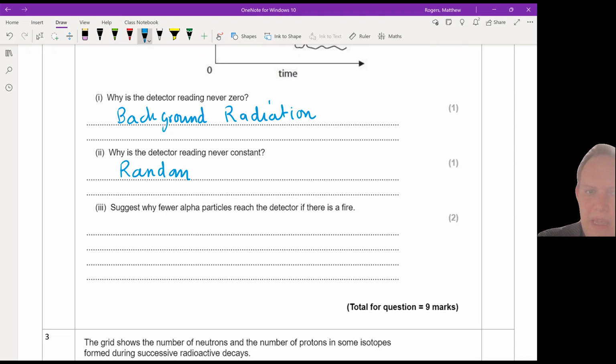So this idea that the alpha particles are absorbed by the smoke particles is important. It doesn't talk about smoke in the question, so that's why there's a mark to do with the smoke.